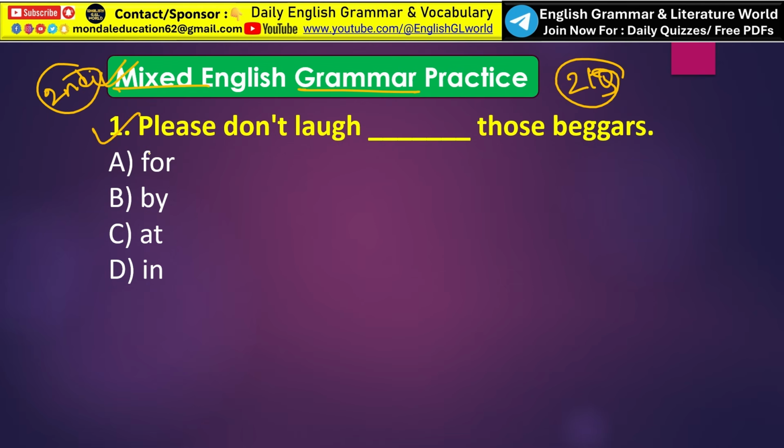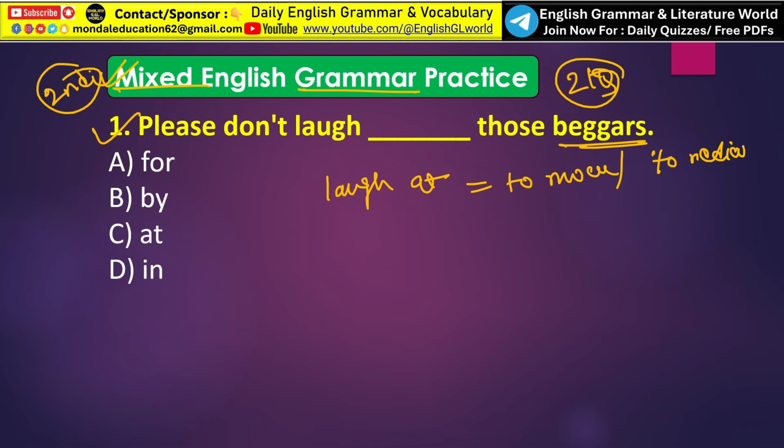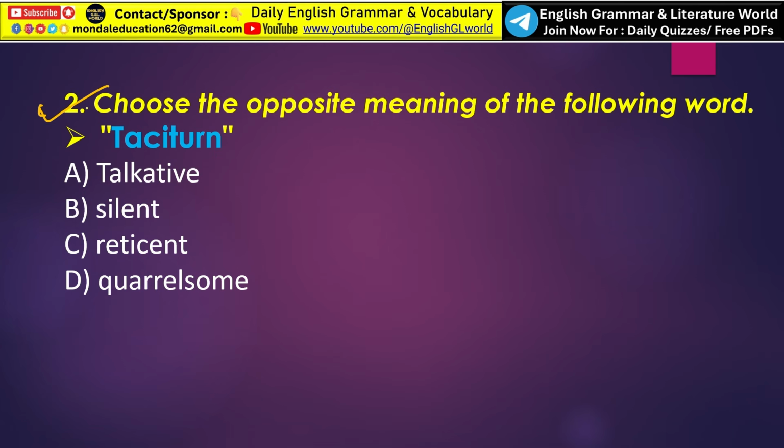Look at the first one. Please don't laugh dash those beggars. So here the verb laugh always takes the preposition at. So laugh at means to mock someone or to ridicule. Okay, so the correct preposition is option C, that is at. So please don't laugh at those beggars.